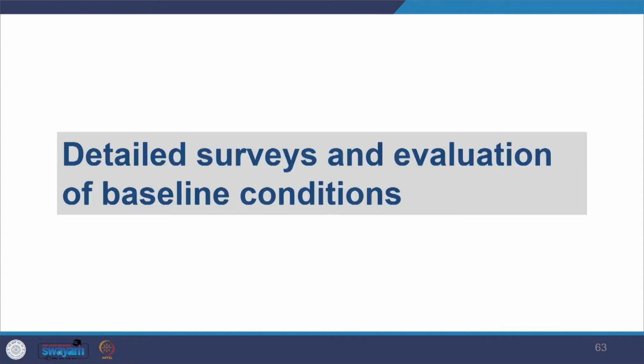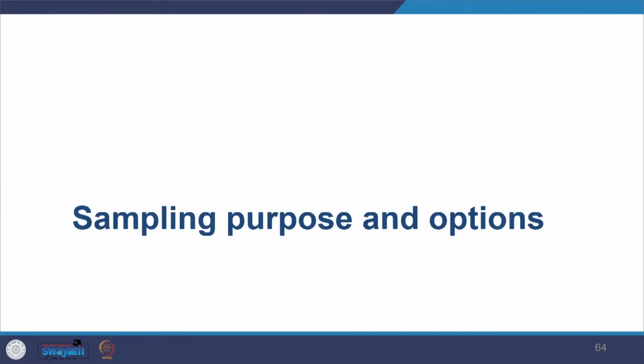Now looking at the detailed survey and evaluation of baseline conditions. Let's take a moment to understand the purpose of sampling and what options are available. So far, in the initial stage, you saw what kind of secondary data we can collect from different sources, and what kind of initial simple studies can be done. But when you take a survey, you're going to undertake a very detailed study.